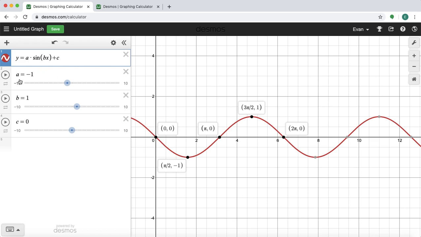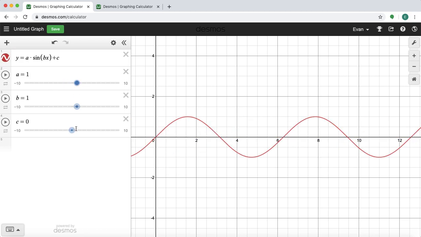So when A is negative, it's reflecting our curve across the x-axis. But now since our curve is on both sides of the axis, there's a double reflection occurring. Now, not to complicate it too much more, but let's say we have this as A.